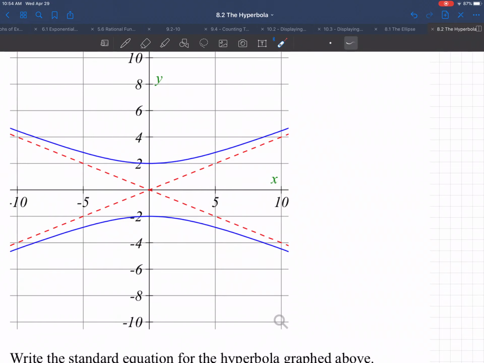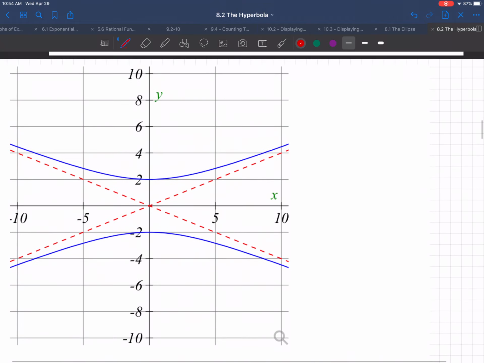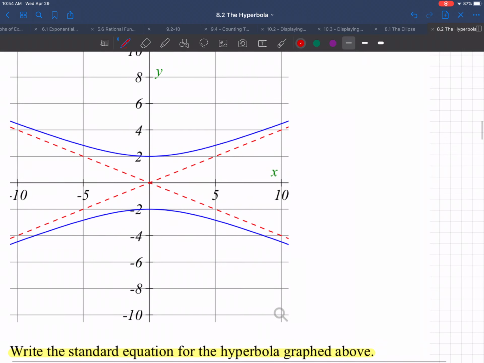Okay, so on this question, they're asking us, the question is at the bottom, to write the standard equation for the hyperbola graphed above. So they're giving us a graph and they want us to write the equation, kind of working backwards here. So how do you go from a graph back to an equation? Well, let's remember in general how these equations work.